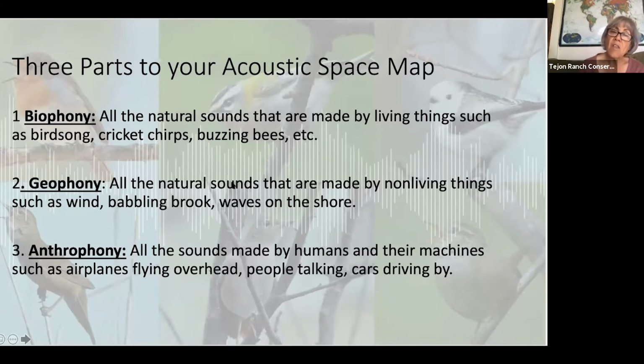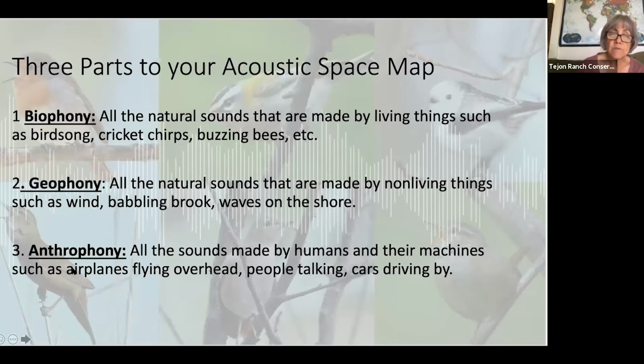Geophony is all those natural sounds that are made by non-living things, such as the wind, the movement of water in a creek, waves on a shore. And again, if you hear the sound of leaves touching each other, only when the wind is blowing, you're probably hearing the sound of the wind and you're hearing the sound of the leaves. So it's both biophony and geophony happening at exactly the same time.